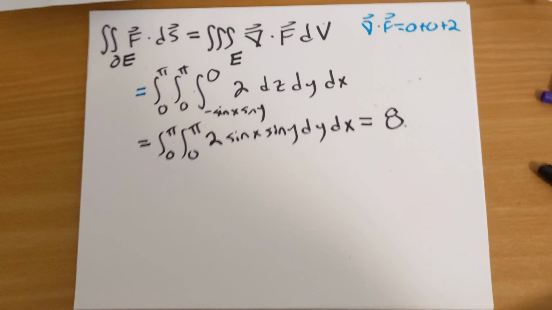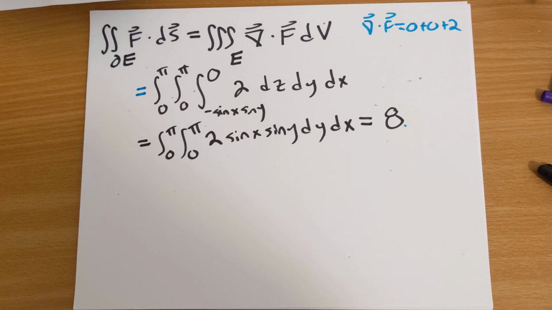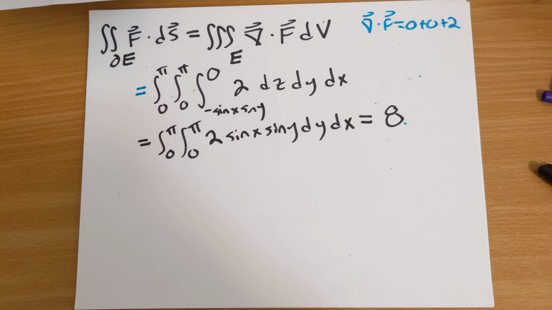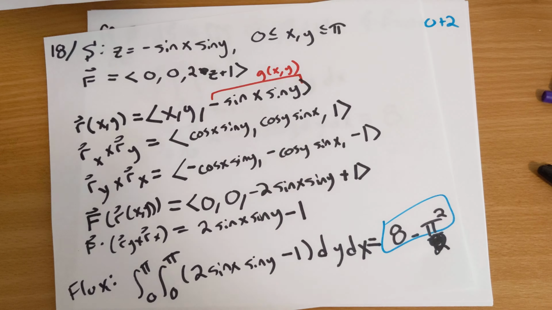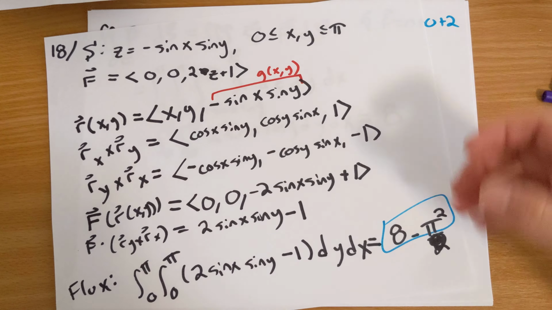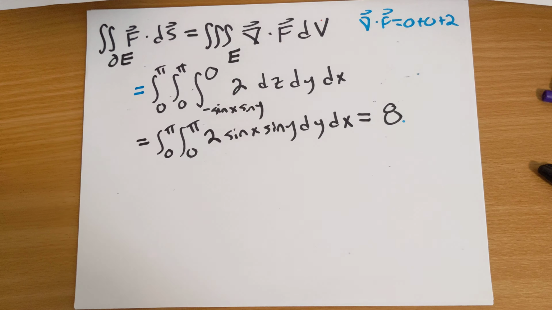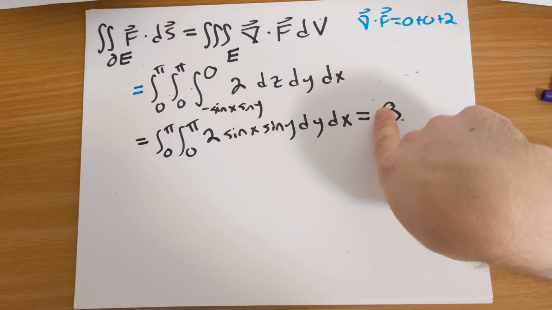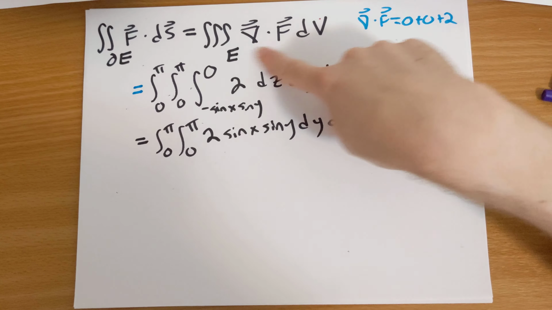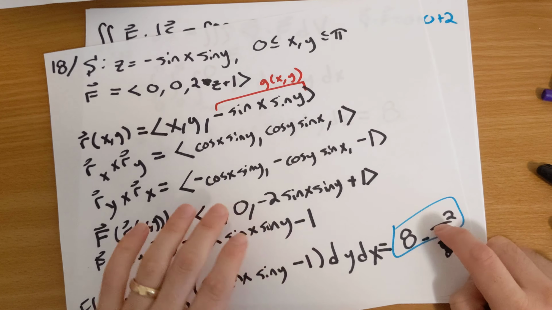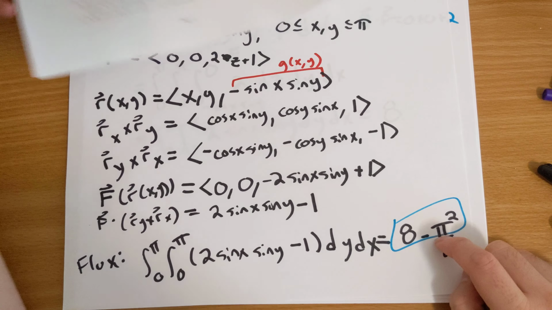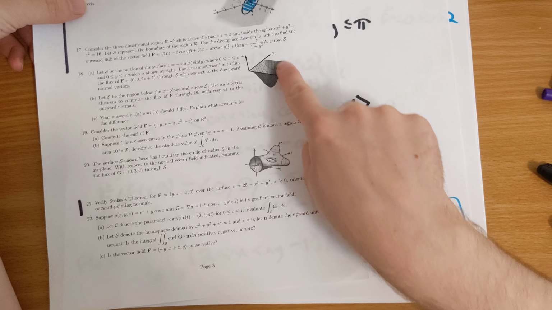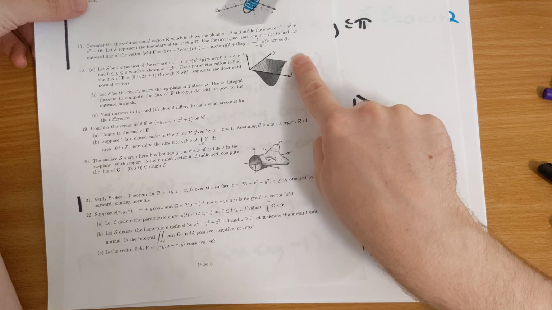Okay, so what's going on here? Part C says your answer A and B should differ. We got 8 here. We got 8 minus pi squared here. How do we account for the discrepancy between these two things? So this is what we get for the triple integral of divergence here. This 8 minus pi squared term, this isn't the overall flux through the boundary. This is just the flux over the bottom part of the boundary.